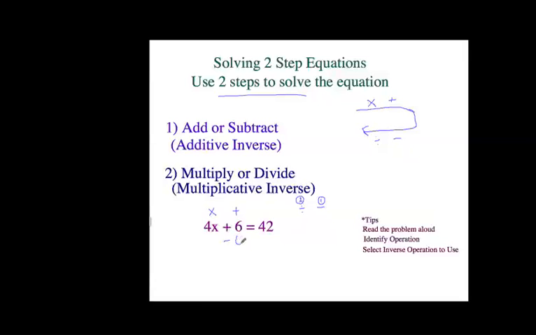So if we subtract 6 from both sides, again, I'll put my little line here to show we're keeping this balanced. I get 4x is equal to 36. Now I can do my step 2, multiply or divide. Since I have 4 times x, I do the inverse of multiplication, and I solve x is equal to 9.